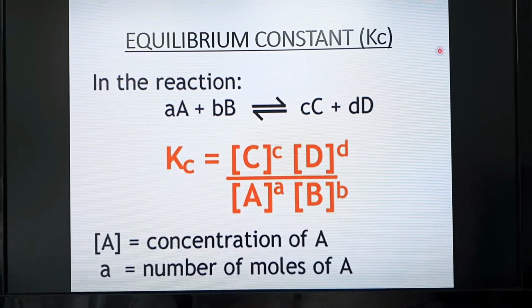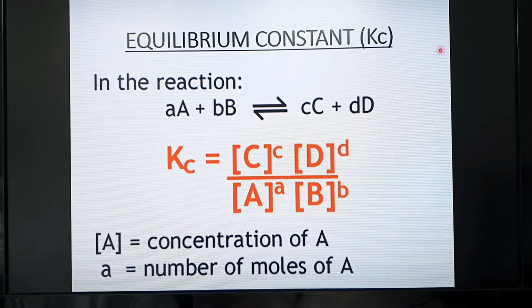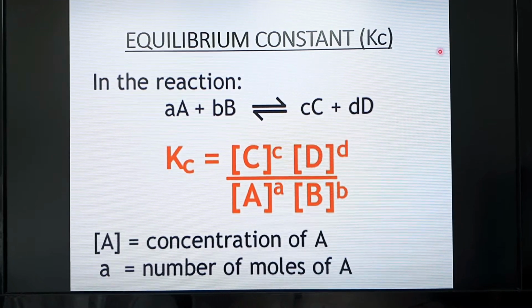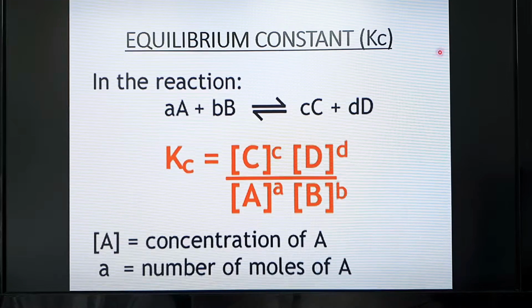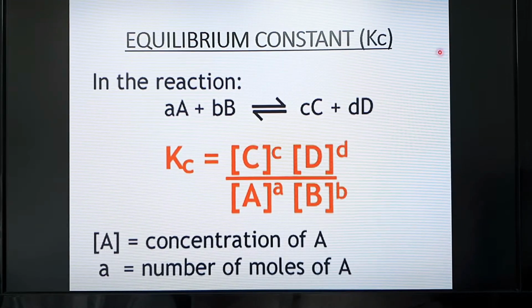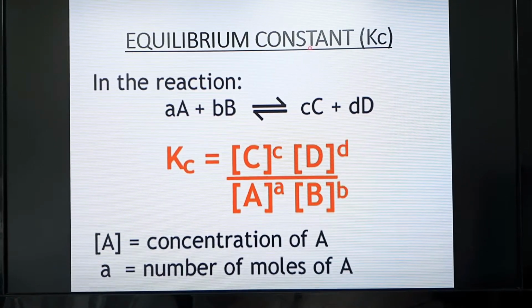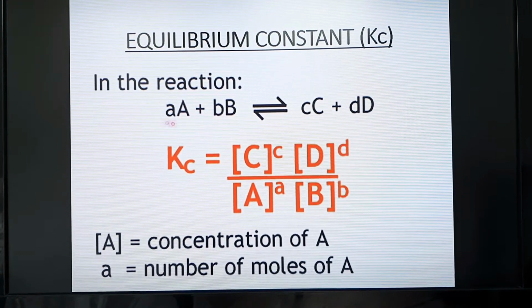And that leads us to something called the equilibrium constant. When we're talking about the extent of a reaction, how far forward a reaction goes, we can calculate that mathematically using Kc, also known as our equilibrium constant. So how do we do this? Have a look at this reaction here.